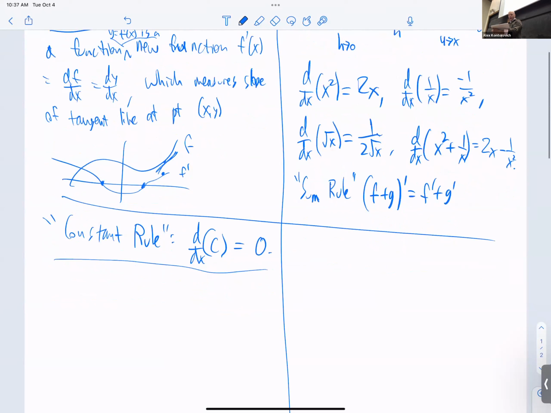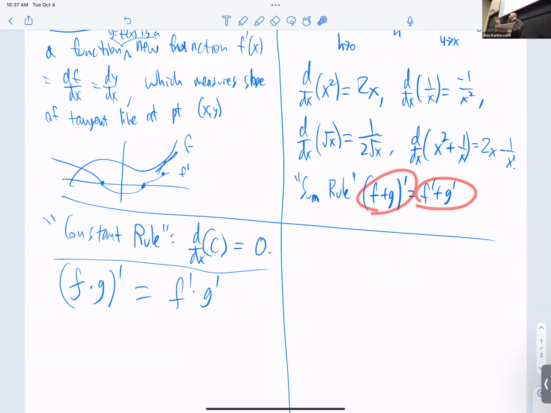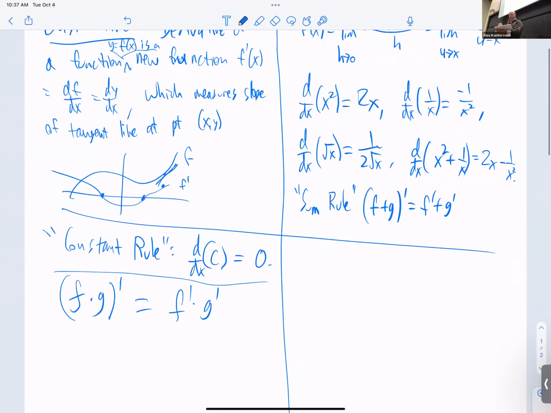Okay, so let's get some more shortcuts. What happens if we have a product of two functions instead of a sum, and we try to differentiate? I don't know. Maybe it's just the product of the derivatives. That would be really nice, right? If we sum two functions and we take the derivative, it's just the sum of the derivatives. Let's test that theory by applying it to this function, d dx of x squared. Well, x squared is x times x. What's the derivative of x itself?